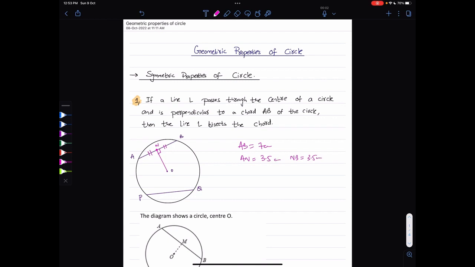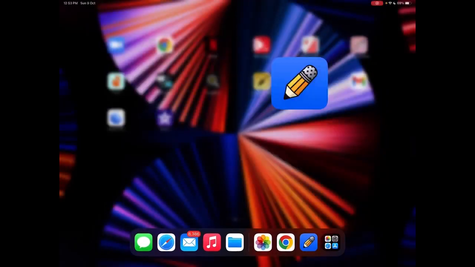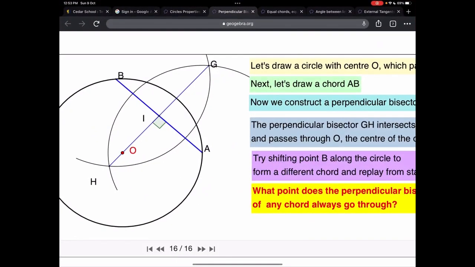Similarly, if you have a chord PQ and you drop a perpendicular line, it is going to bisect the chord into two parts. OP is the radius as well. This is your perpendicular line, and this becomes your right angle triangle. Let's look at an applet to further understand this.